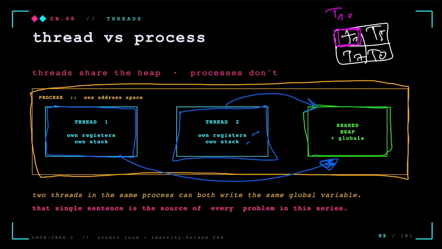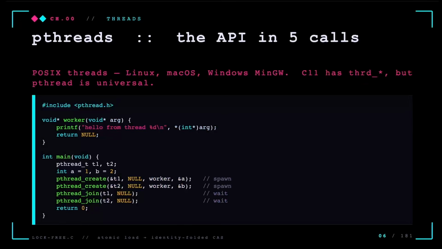A few important things: two threads in the same process can both write to the same global variables. And the fact that they can both write is why we're doing this series, basically. If they both only read, then it's perfectly fine. It's like two people reading the same page, but if they start to write on the same page at the same time, then it would be chaos, which is what we're going to see in the next few slides.